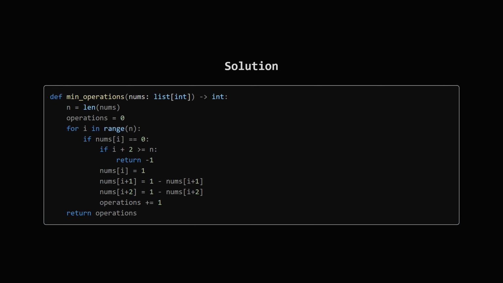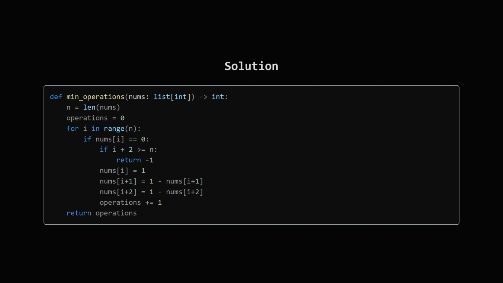Here's a solution that efficiently solves the problem. We start by initializing the number of operations to 0. Then, we iterate through the array. If we find a 0, we know we need to perform a flip. We check if there are at least 2 more elements after the current 0. If not, it's impossible to perform a flip involving this 0, so we return -1.